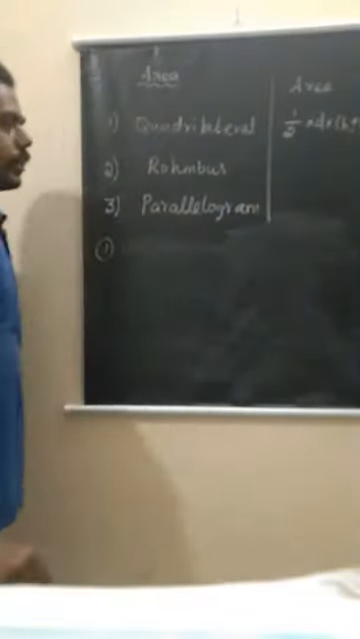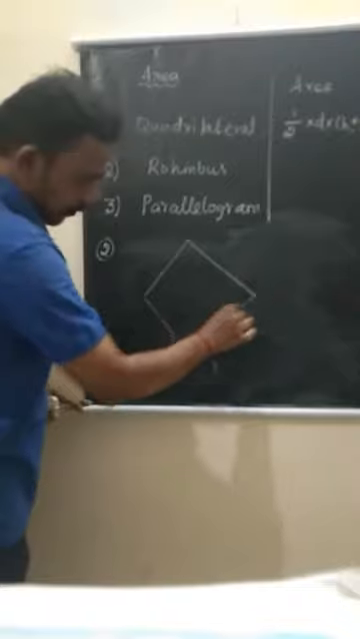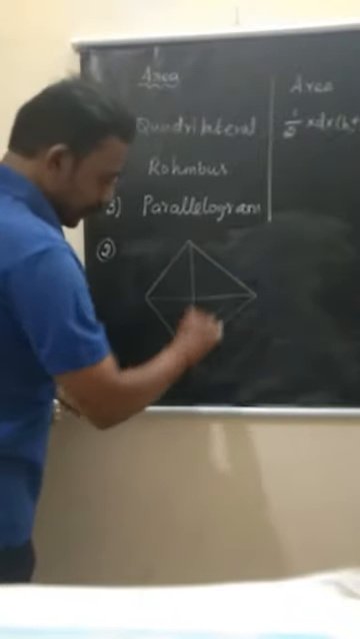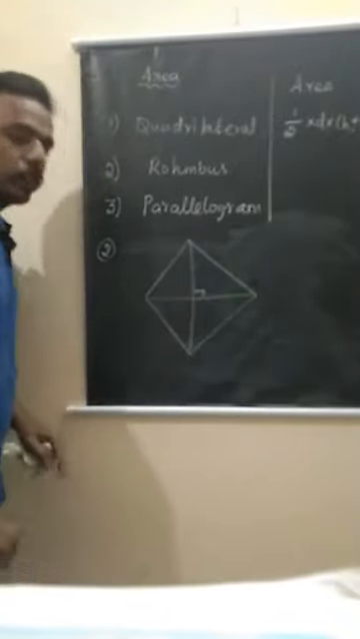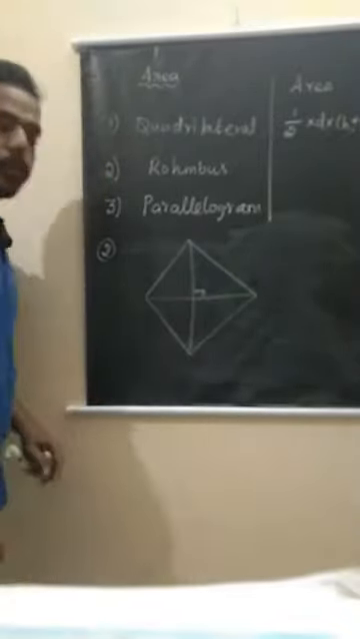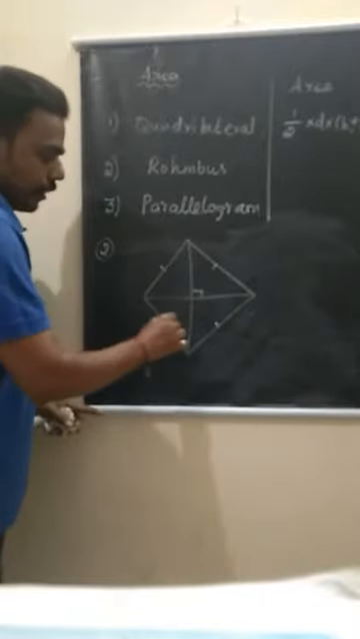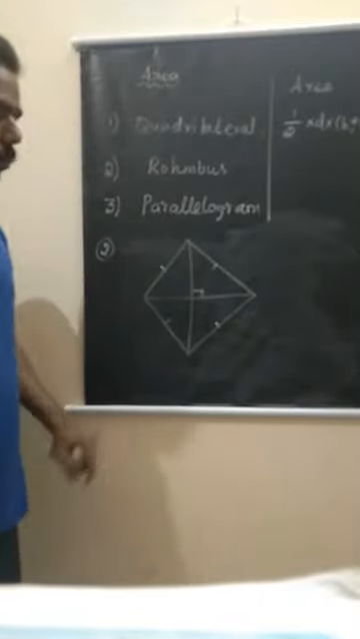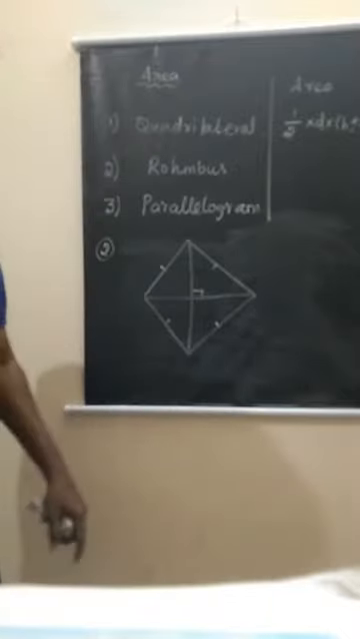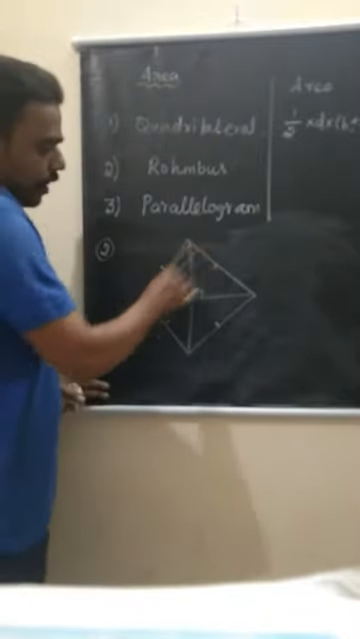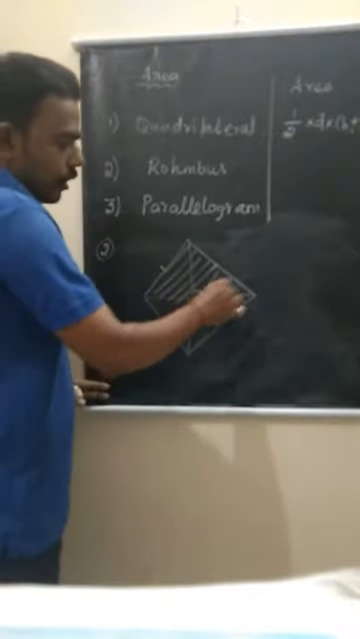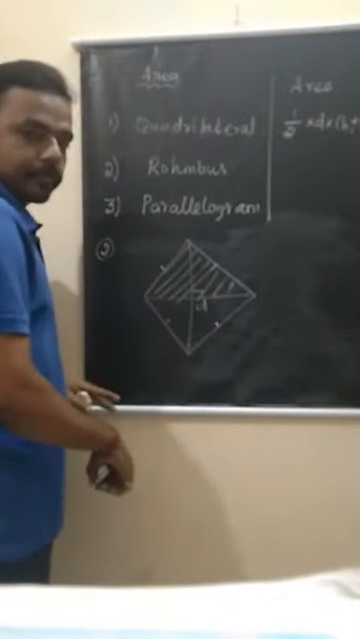Next, rhombus. What is meant by a rhombus? In a rhombus all the sides are equal and the diagonals bisect each other. That is, they also meet at exactly 90 degrees. These sides are all equal. Now the same thing we are going to use. Here we are going to find the area of this one. Already we studied, this is your diagonal D.